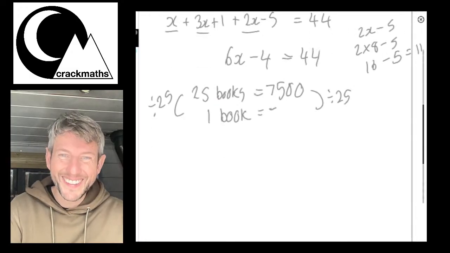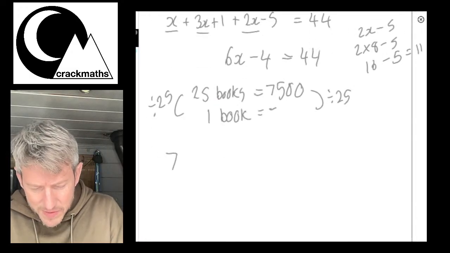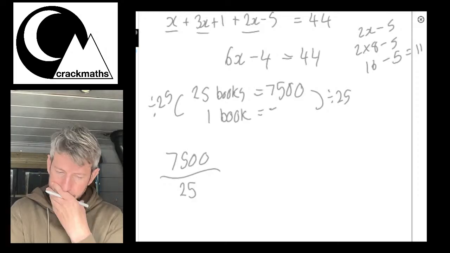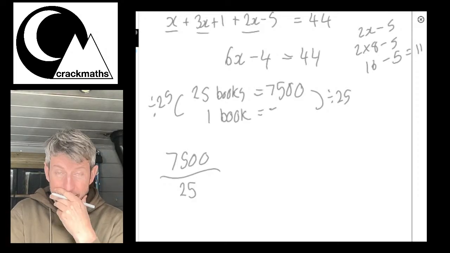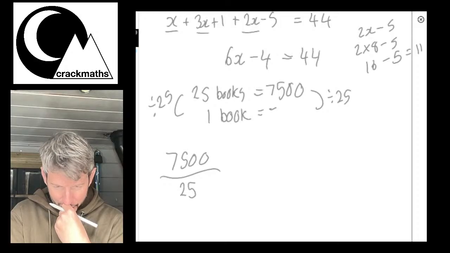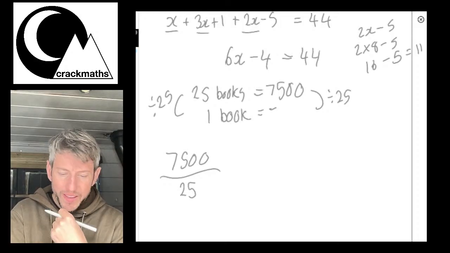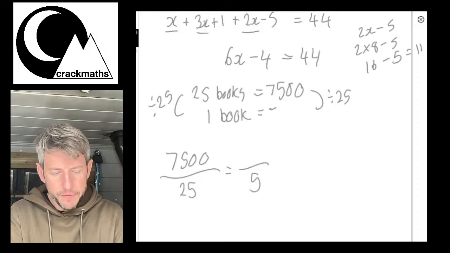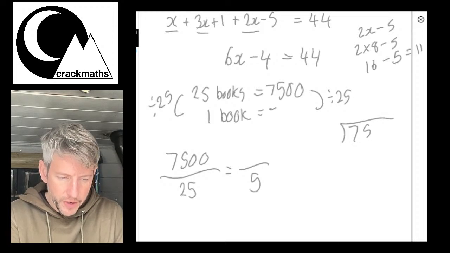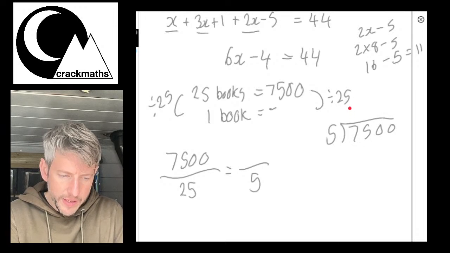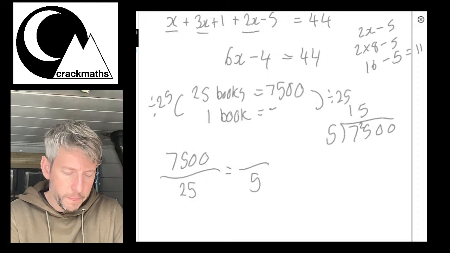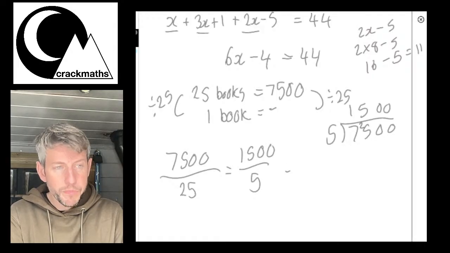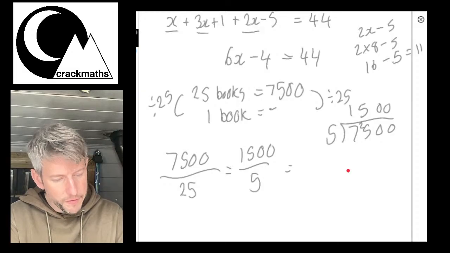Oh dear. Right, let's think about this. I sometimes like to write this as a fraction because sometimes that makes it easier. There's different methods. What I can do is divide both of these numbers by 5 first. So that becomes 5. And then 7,500 divided by 5 goes in once with a 2 remainder, then goes in 5. So that becomes 1,500 over 5. And then I can do 1,500 divided by 5.